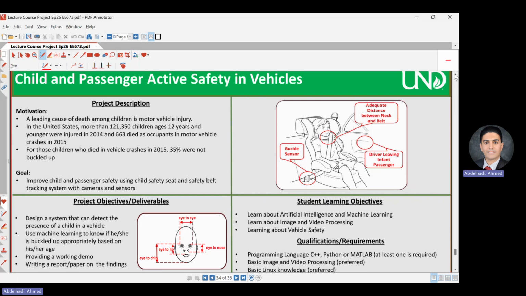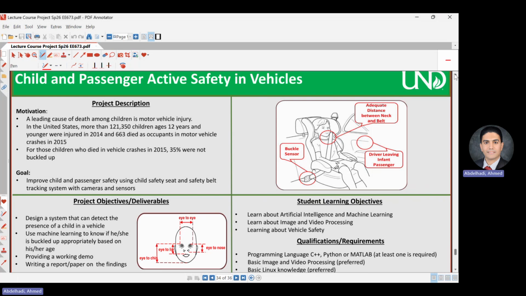And then the objective we have here is to improve child and passenger safety using a safety seat and safety belt tracking system with cameras and sensors. One idea is to make sure that the driver, without looking in the back seat, can actually see or learn about what the child is doing, maybe from the vehicle, if you have a smart vehicle.